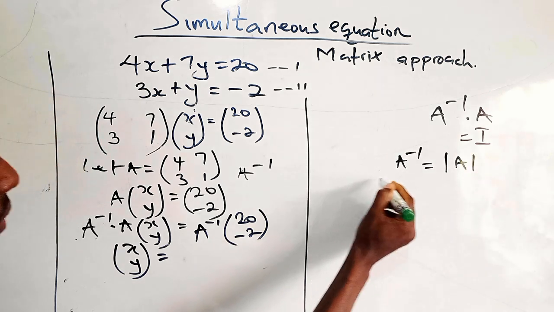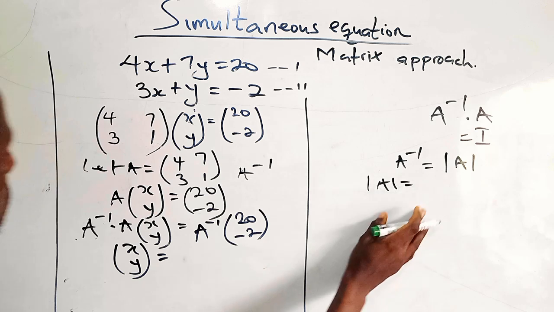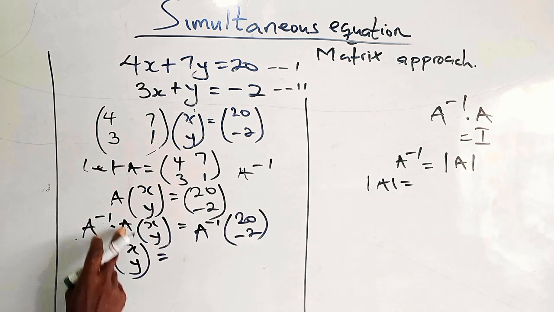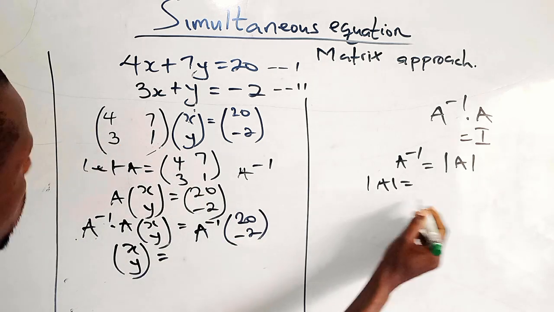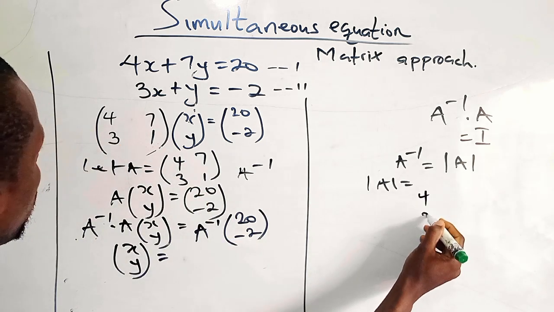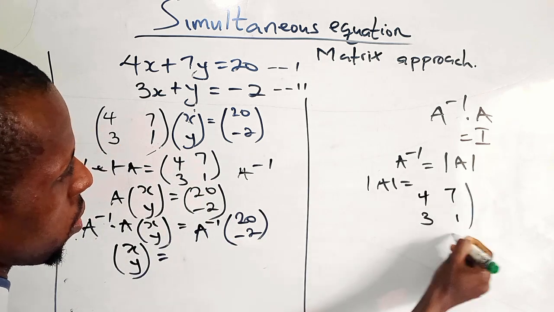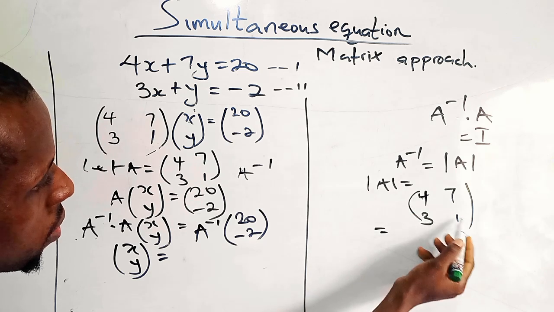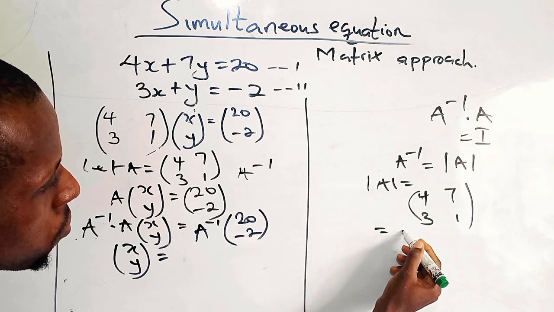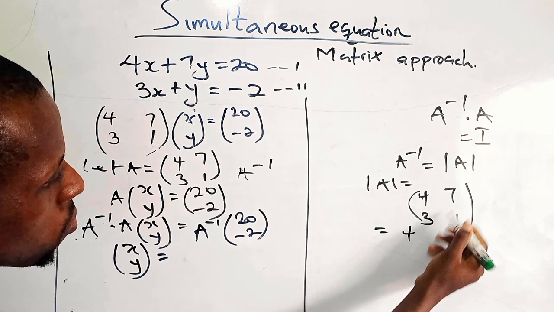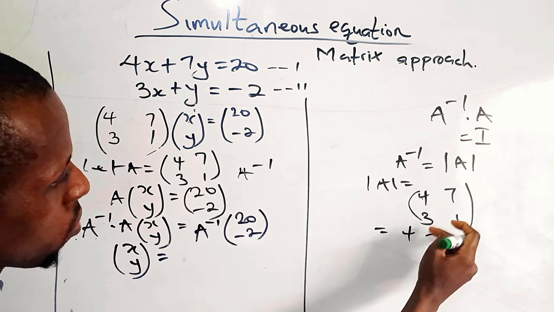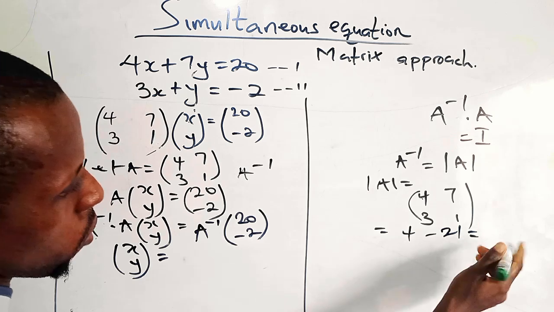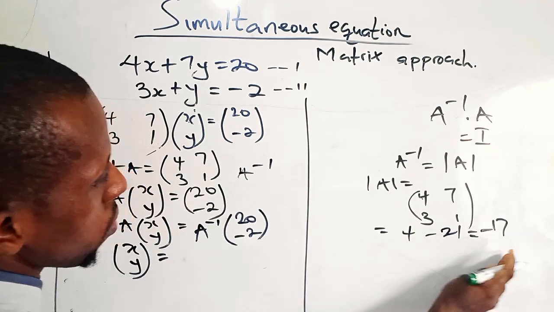So to determine the determinant of A, okay, we have to come back to the matrix, which is A. A represents this. We have here 4, 3, 7, 1. Okay, so determinant of this means multiply this diagonal together. 4 times 1 is 4. Okay, subtract from this the product of this other diagonal. 7 times 3 is 21. So when you say 4 minus 21, you have minus 17.